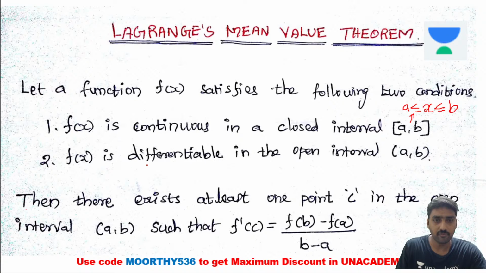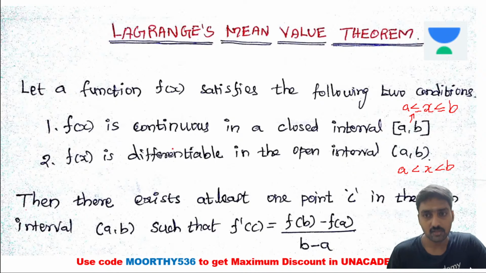And f of x is differentiable in the open interval. Open interval means a less than x less than b. The open interval does not include the extreme points a and b. Only the closed interval includes the extreme points a and b. So f of x is continuous in the closed interval a comma b, and f of x is differentiable in the open interval a comma b.